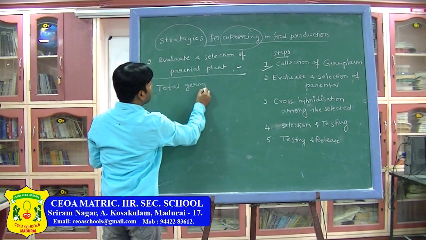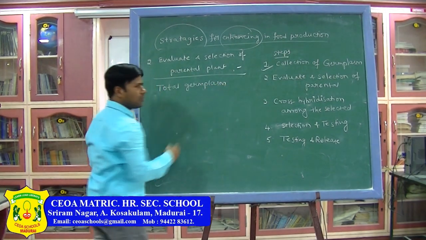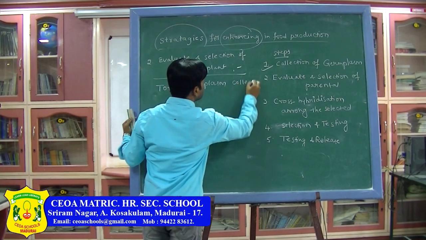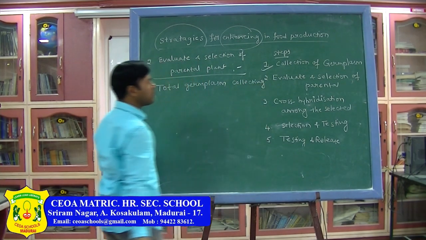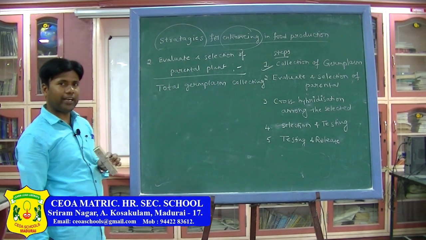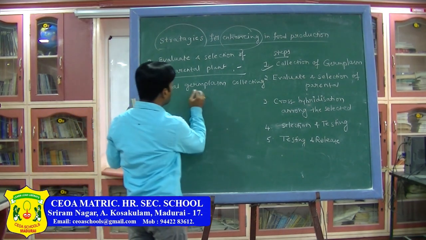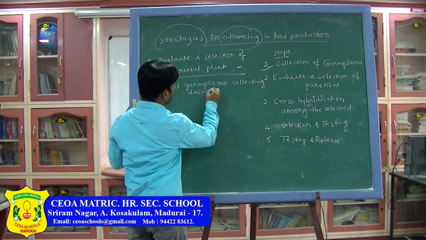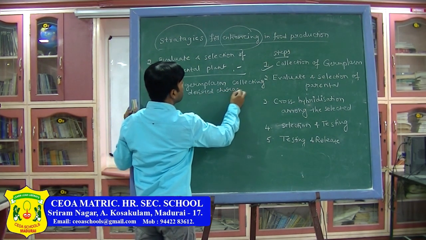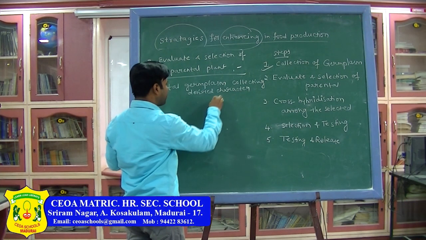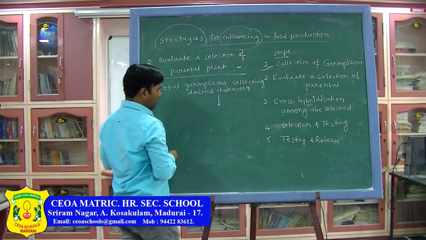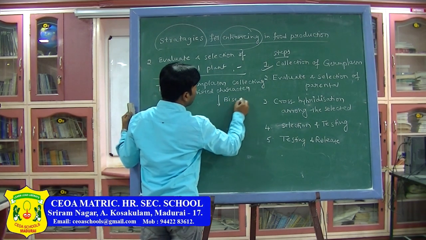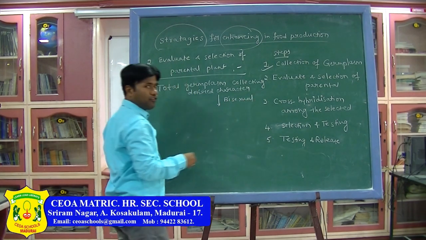Germplasm is nothing but, as we have learned, the seed or the plant. Total germplasm we are collecting now. After collecting the total germplasm which has desired characters, only the germplasm with desired characters we are collecting, no? Then from that we are dividing into two. Why? Because some bisexual flowers plants will be present.